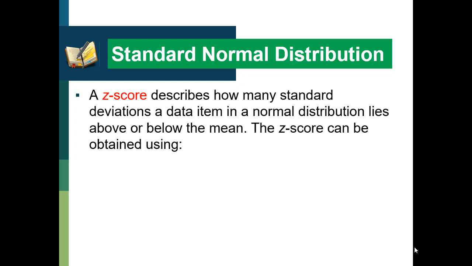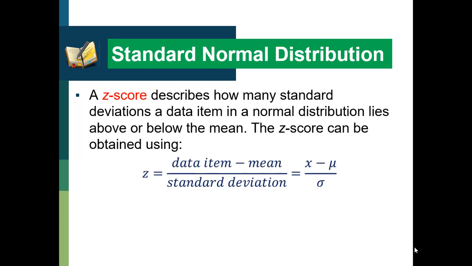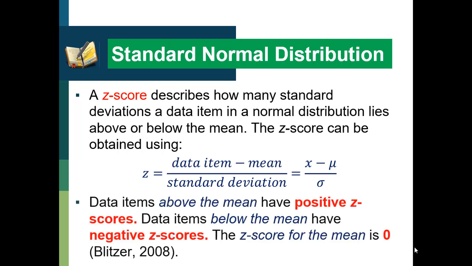Now, a z-score describes how many standard deviations a data item in a normal distribution lies above or below the mean. The z-score can be computed using z or z-score is equal to data item minus mean over standard deviation, or the data item represented by x minus the mean mu over the standard deviation sigma. Take note of this. Data items above the mean have positive z-scores. But the data items below the mean have negative z-scores like -1, -2, -3. And the z-score of the mean is 0, and that is constant.